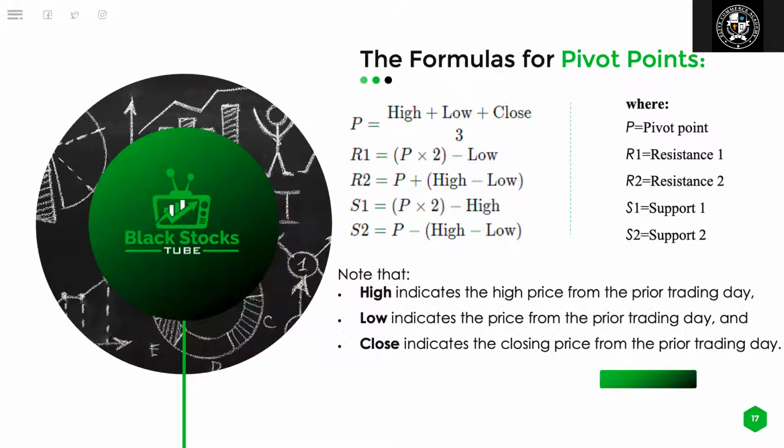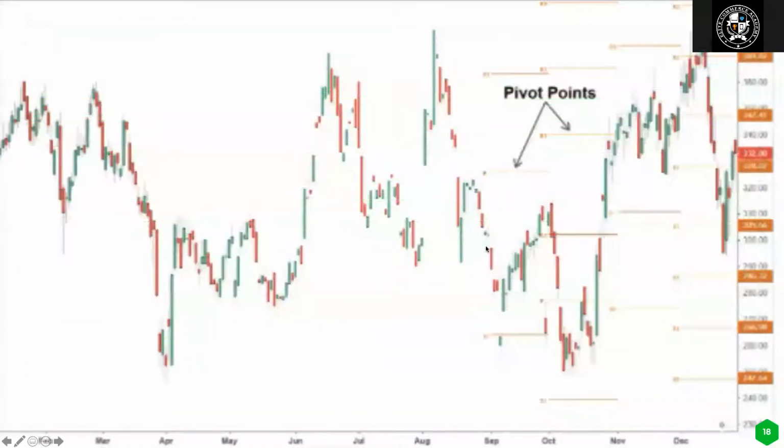So the high indicates the high price from the prior trading day. Low indicates the low price from the previous trading day, and close indicates the closing price from the previous day. So they take the highest point of the previous day, the lowest point, and the close, calculate them all together, and boom, they have the next day's or the next week's or the next month's pivot points, support levels, and resistance. All right. This stuff is pretty accurate. As you can see on the chart, it usually stays within that range.